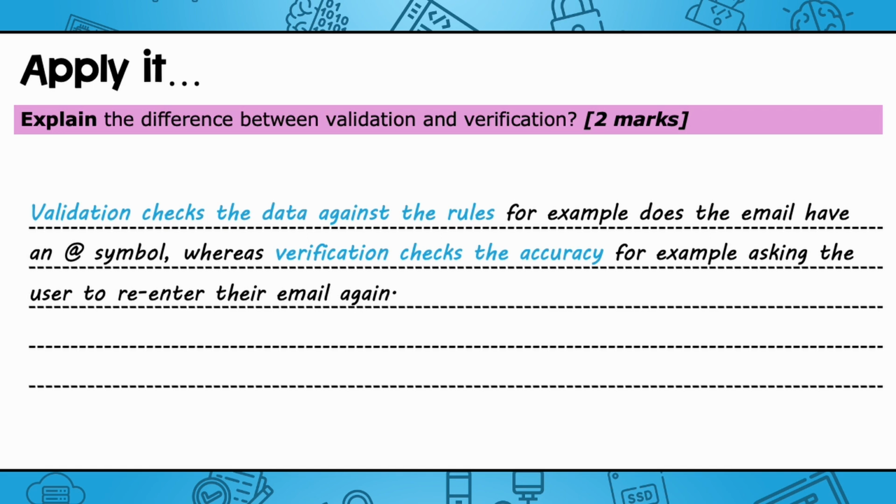So validation checks the data against the rules. For example, does an email have an @ symbol? Whereas verification checks the accuracy of that data. For example, asking the user to re-enter the email again to make sure it was right the first time.